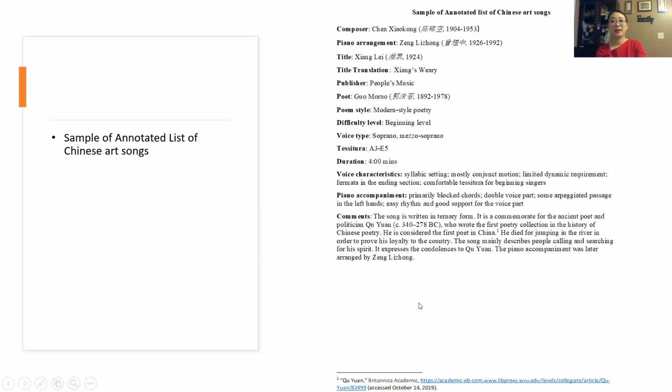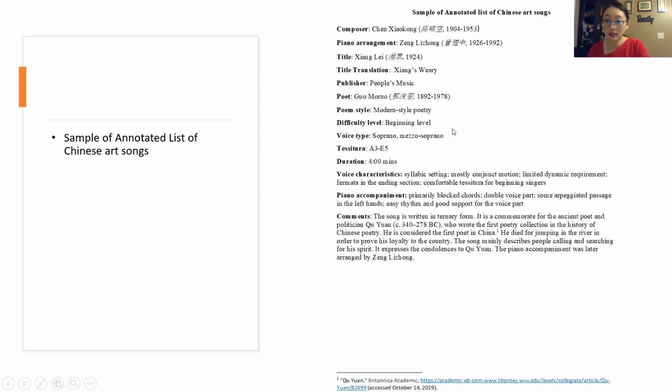Here is a sample, and you can see the composer listed here with the name, also in Chinese, and the years. If it's a piano arrangement from a later time, you can also see the arranger's name following the composer, and also the title's name in Chinese characters, translation in English, the publisher, and also the composition year, poet, and poem style. This is a modern style poetry, and if it's a song based on classical Chinese poetry, it will also be listed here.